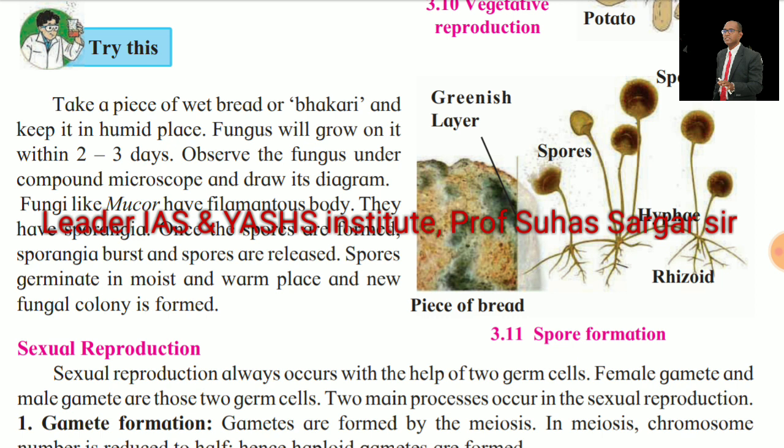Fungi like Mucor have a filamentous body. They have sporangia. Once the spores are formed, the sporangia burst and spores are released. Spores germinate in a moist and warm place and a new fungal colony is formed. Spore formation. See the pictures.